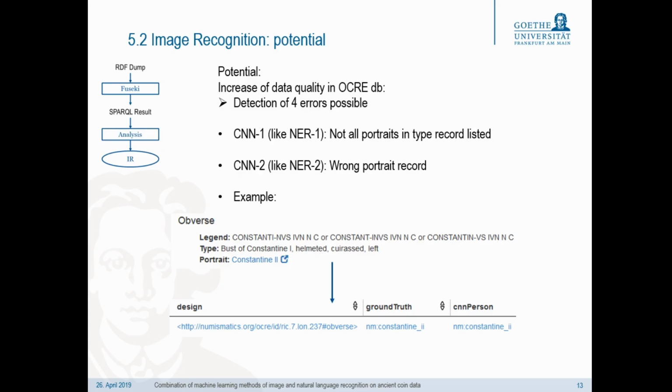A wrong portrait entry, which is described by the CNN2 and the NER2 error, can be detected as well. Interestingly, the coin from the NER2 error is identified as Constantine II by the IR model, with a probability of 74%. So, in contrast to the NER2 example, it is possible that the design of the type is wrong, not the portrait, like we had in the NER2 error.